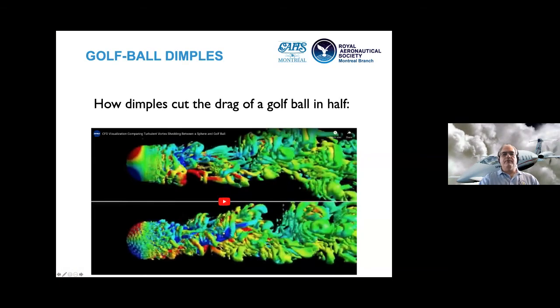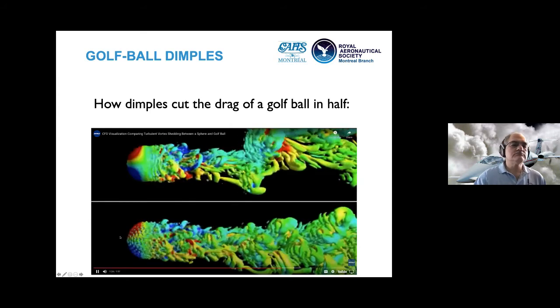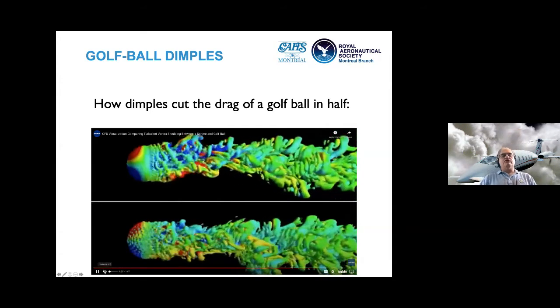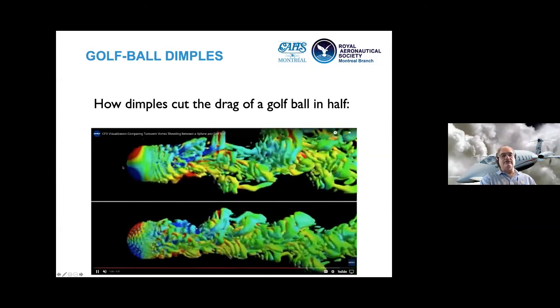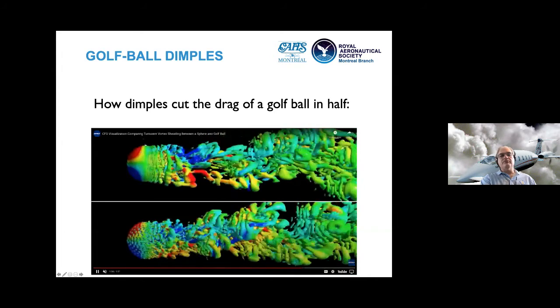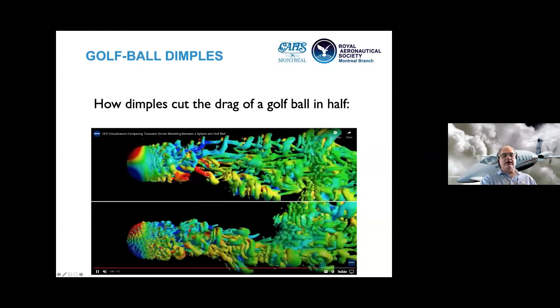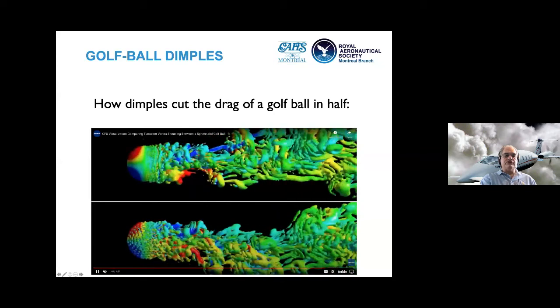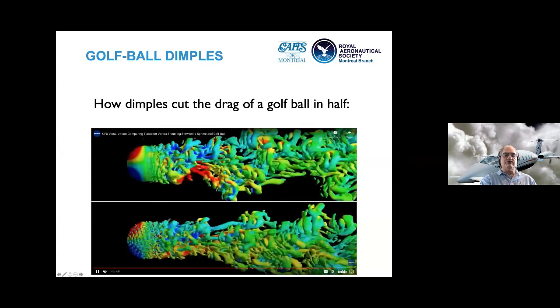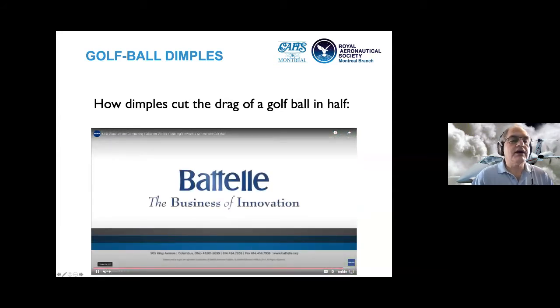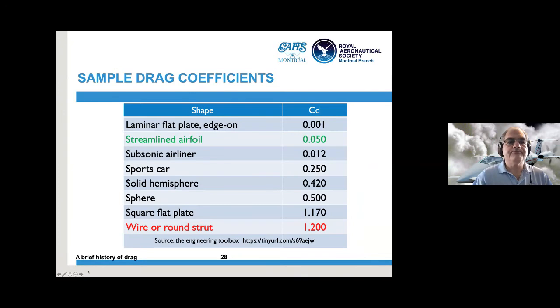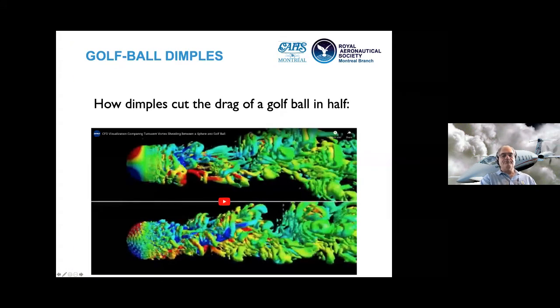Which leads us to a golf ball. I hope this video plays here. So the top one is a non-dimpled golf ball, and it has the laminar boundary layer, which gives up almost immediately. It just simply can't follow the curve around the top of the golf ball. In the bottom, the dimpled golf ball, which you're all familiar with, see how the boundary layer is already turbulent well before it gets to the top? See the little bubbles up here? That turbulent boundary layer stays attached longer. It's difficult to see, but that wake is much thinner and less obstructive, if you will, on the dimpled ball.